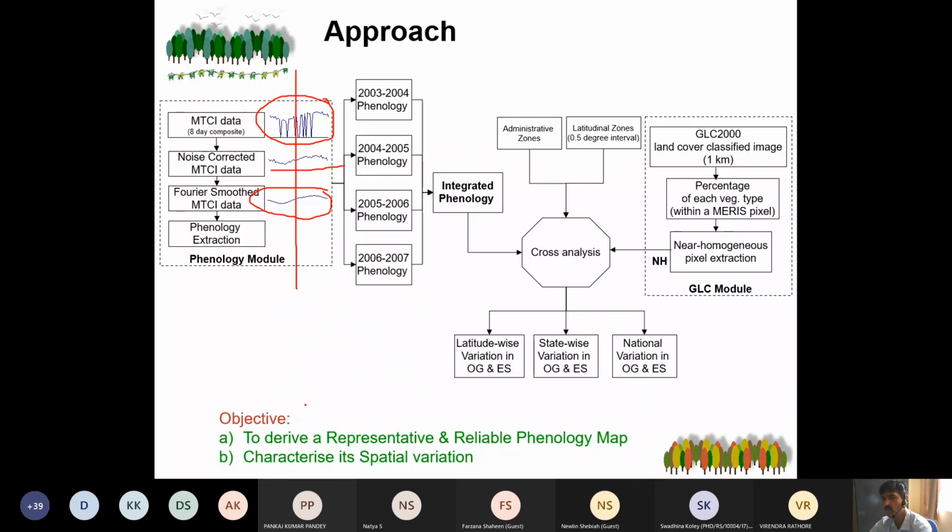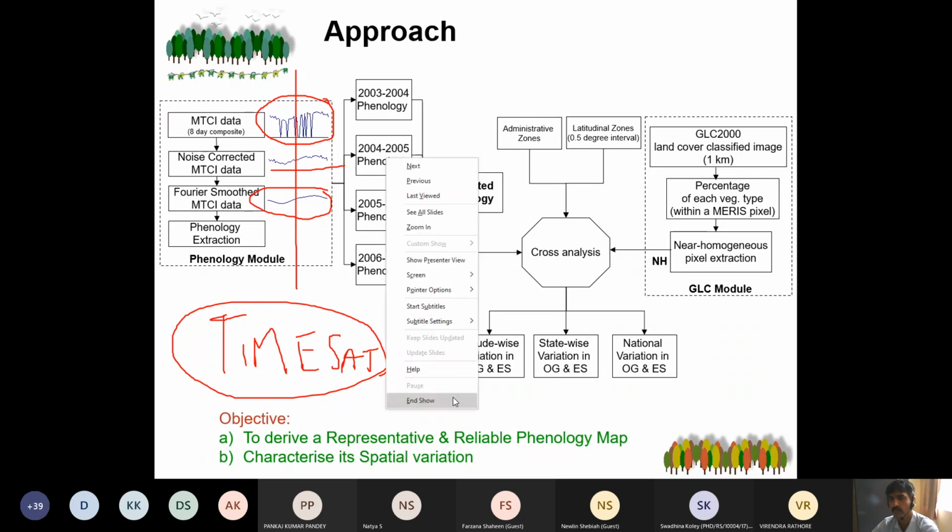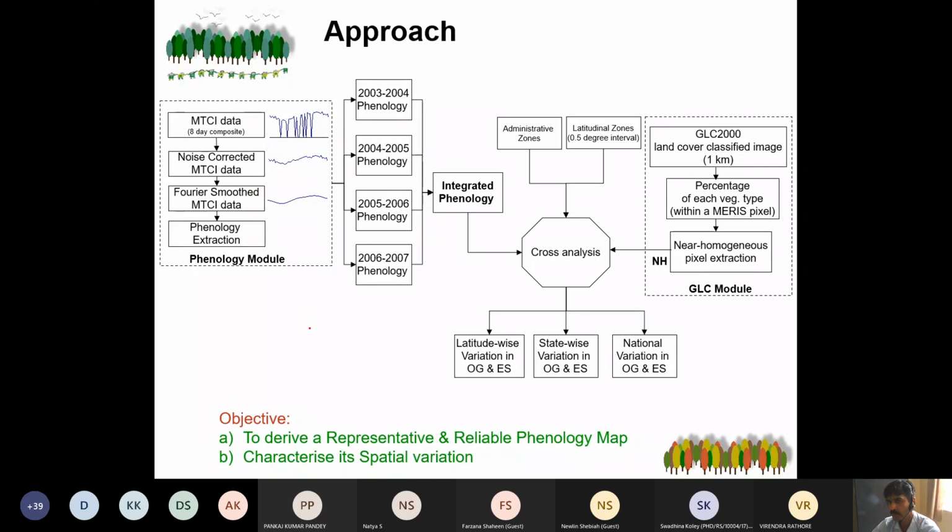So I had to develop my own tool, and later in Norway, Dr. Lund and his team developed a software called TimeSat. This TimeSat software is totally free, and you can use it for all your time series data analysis. You can go on the internet and search for TimeSat. But we are using our own, all right?